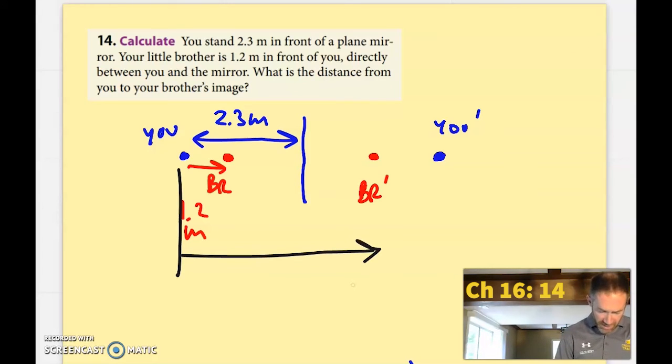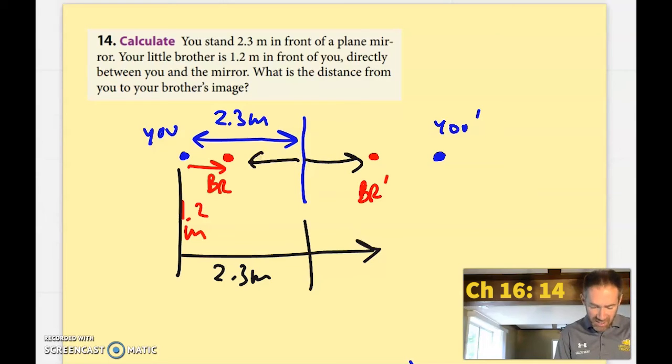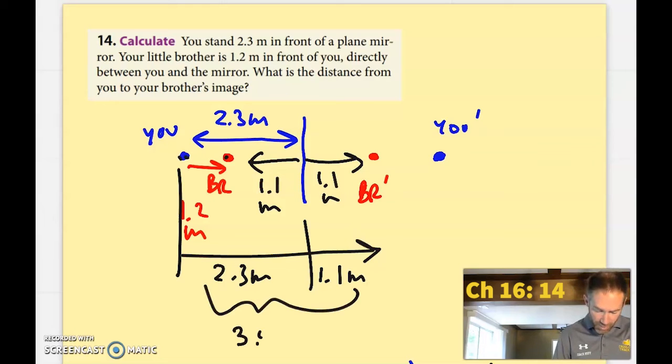Okay, well, it's going to be the 2.3 meters right there plus this little part. Now, how far is that? Well, it's the same distance as that. And so this was 1.2 meters of distance. So this is the 1.1 meters. This is 1.1 meters. And so 1.1 meters there. It's for a grand total of 3.4 meters between the real you and the virtual brother.